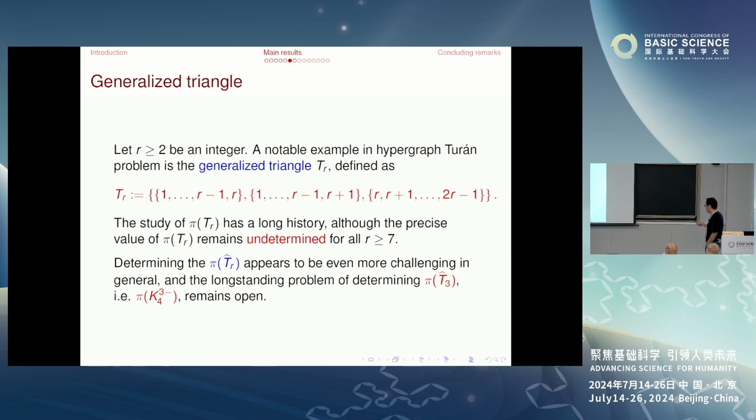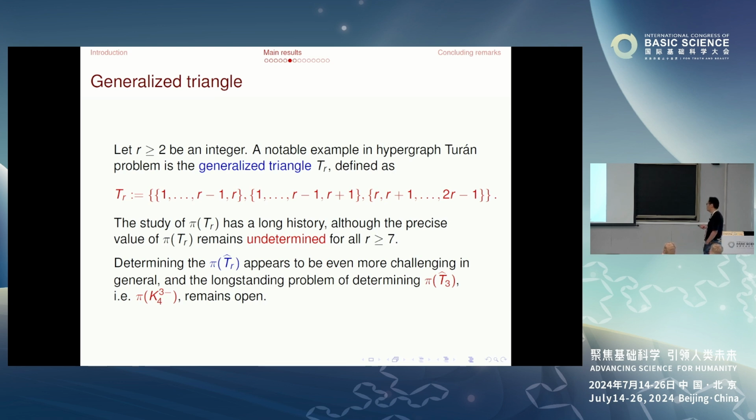Okay, studying the triangle density has a long history. As far as we know, we have only determined T_r for r at most 6. I mean that the Turán numbers remain undetermined for all r at least 7. But determining the sufficiency of T_r, the transition of sufficiency, may be more challenging in general.